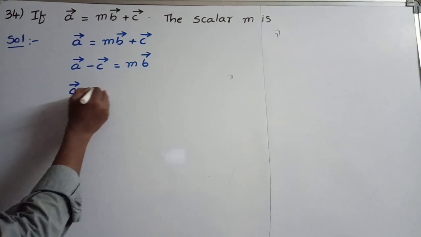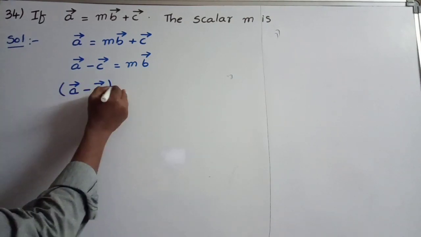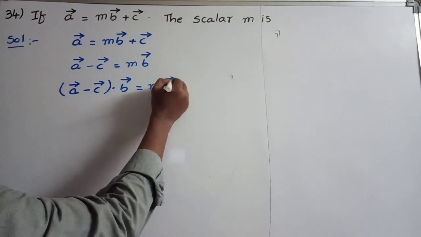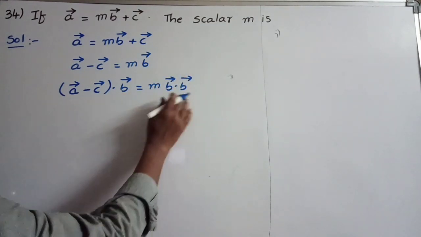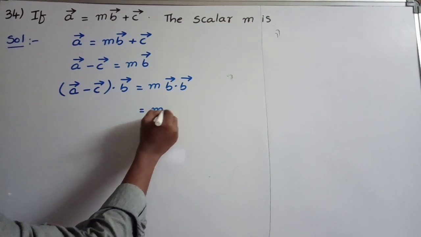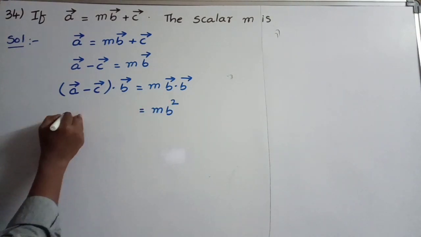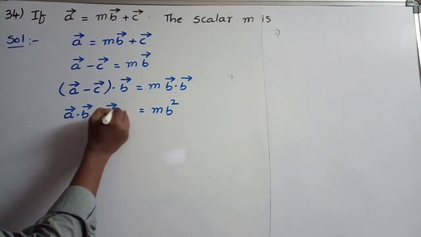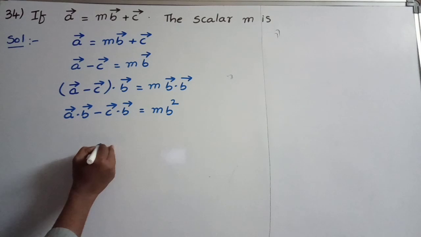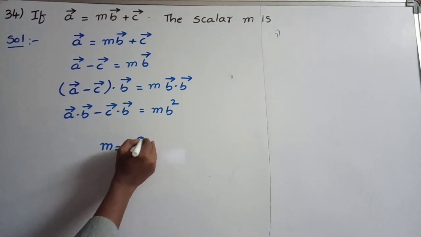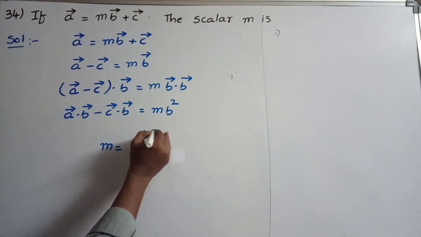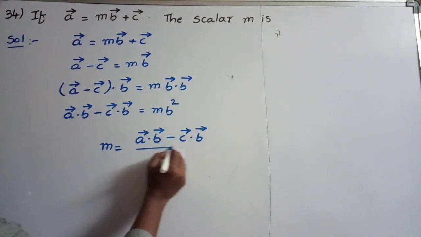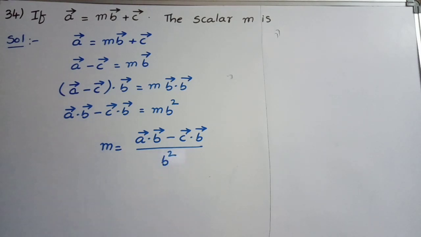So A bar minus C bar dot B bar is equal to M into B bar dot B bar. B bar dot B bar is equal to B square. So from this, M is equal to A bar dot B bar minus C bar dot B bar by B square.